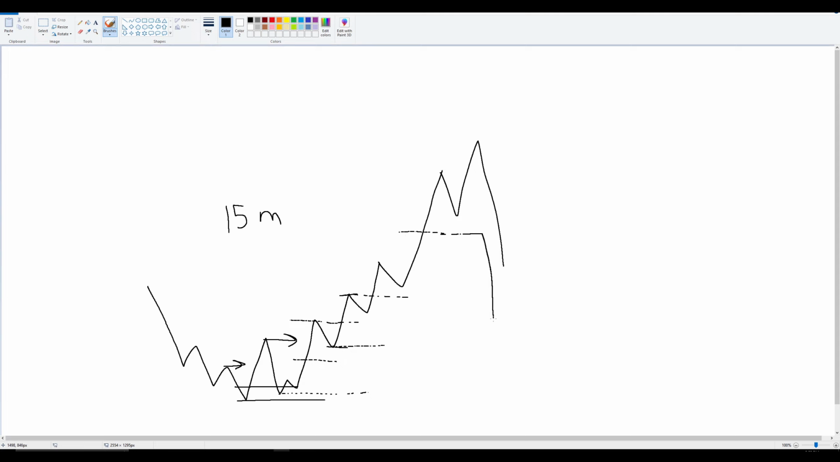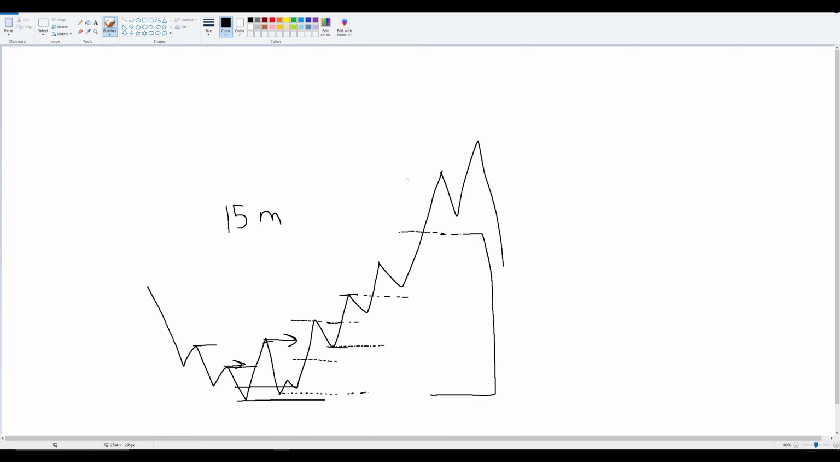From this point all the way to where I entered, I'm assuming this would be a 6 to 1, 7 to 1 RR. But if I partialed along the way at this lower high, at this lower high, at this lower high, eventually when the market reaches all the way up to here, I'm only taking home about 1 to 4, 1 to 5, right?